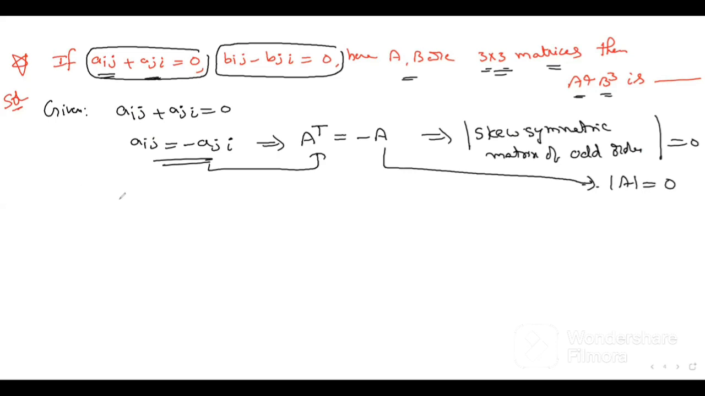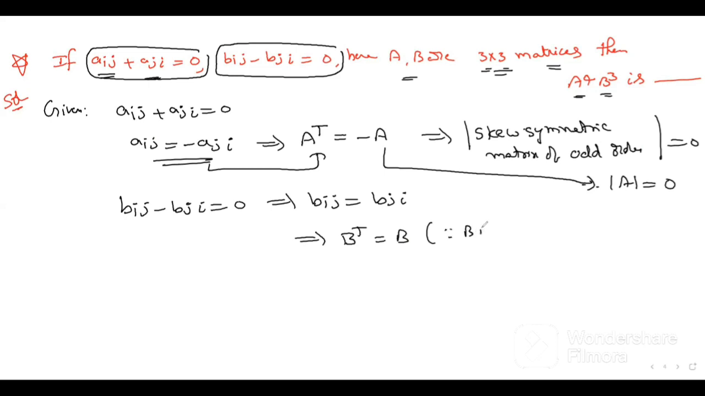Next, what is the second condition given? Bij minus Bji is equal to 0. That implies Bij is equal to Bji. This is the definition of symmetric. So transpose of B is equal to B. Here B is a symmetric matrix.